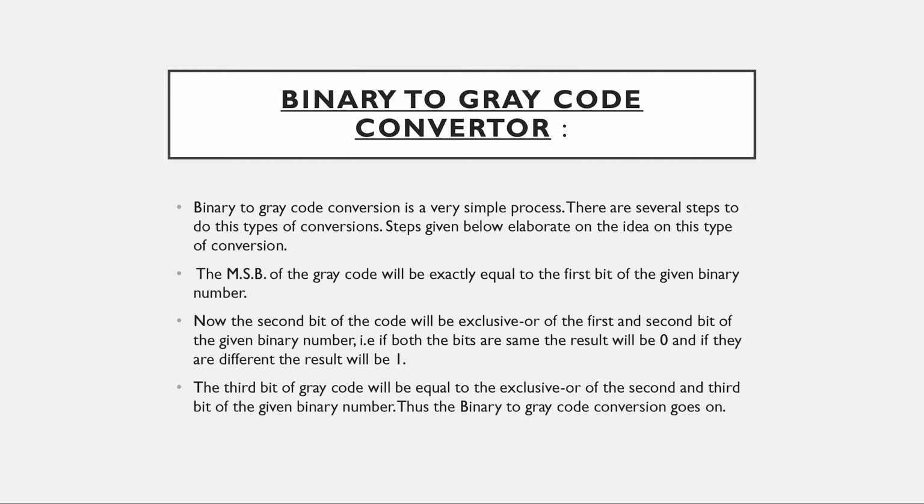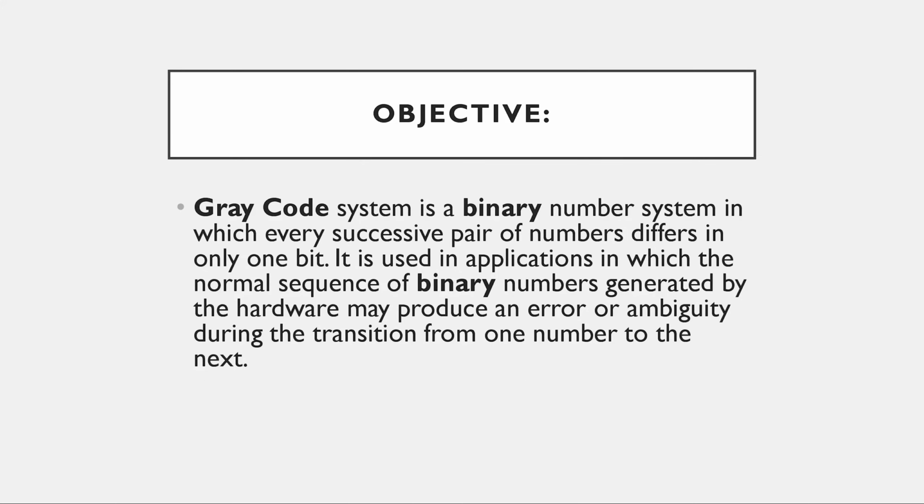Objective: Gray code system is a binary number system in which every successive pair of numbers differs in only one bit. It is used in applications in which the normal sequence of binary numbers generated by the hardware may produce an error or ambiguity during the transition from one number to the next.